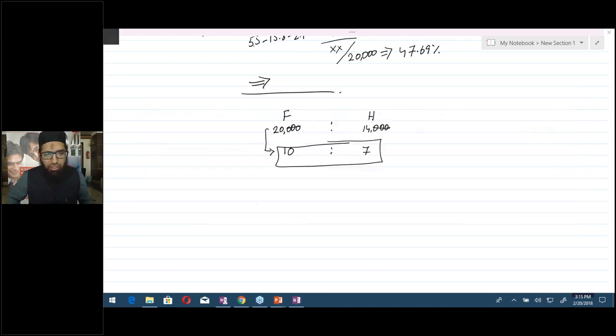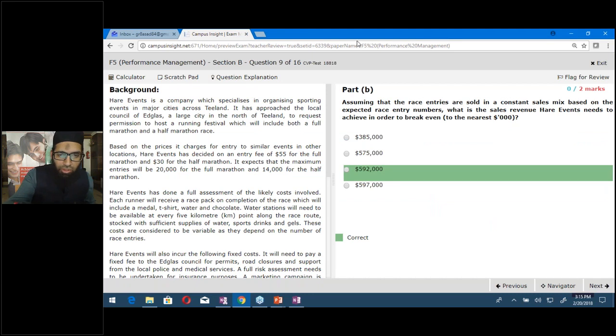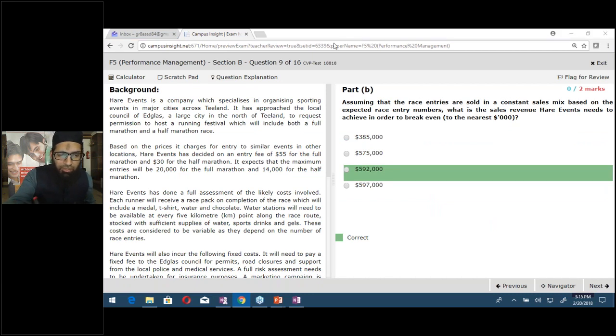Now after that, you can apply the value of this weighted average CS ratio divided by the fixed cost, and you can calculate the break-even point, and the answer is $592,000. So I'm leaving it for you to solve.